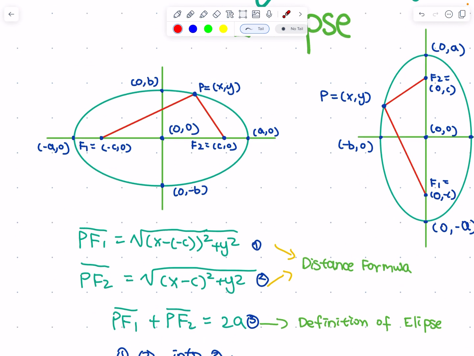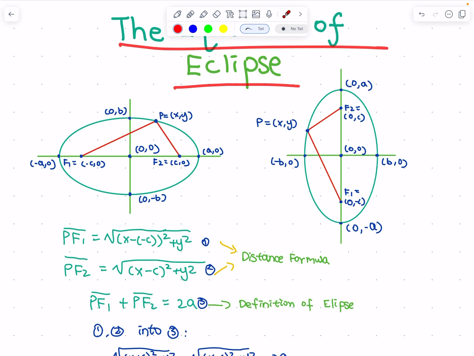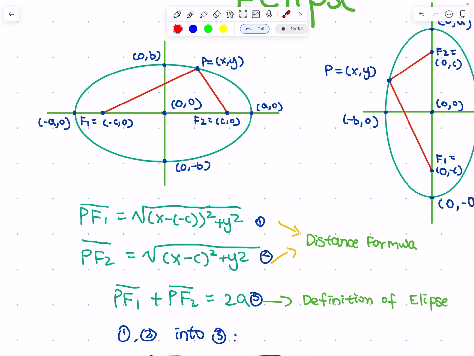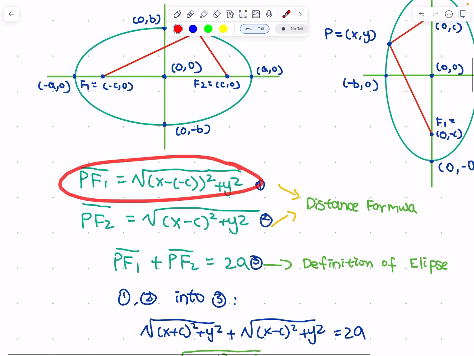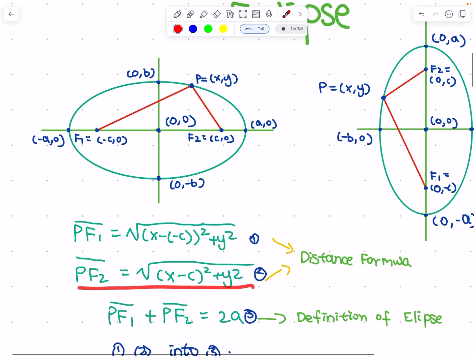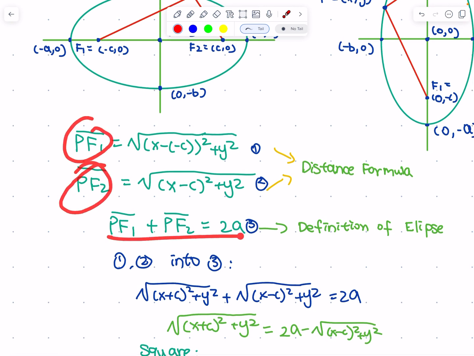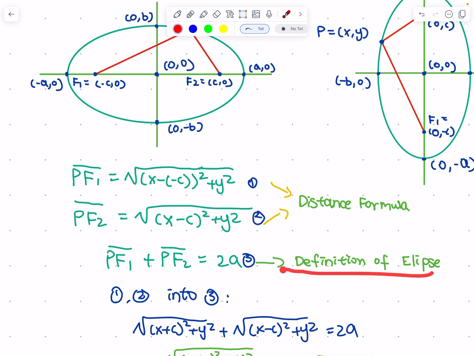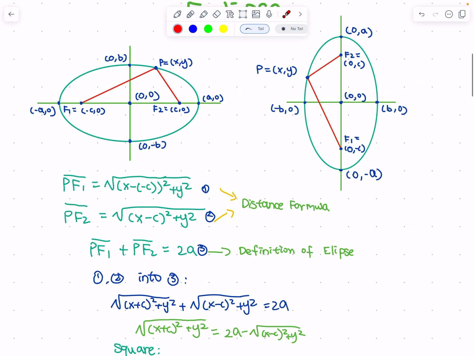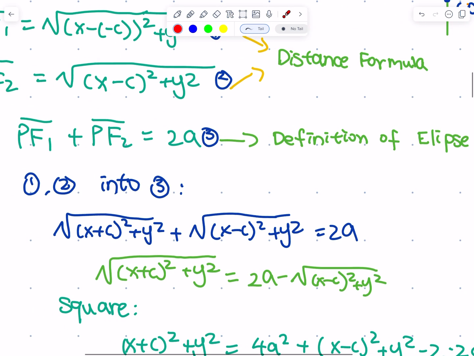So first of all, we want to prove the equation of the ellipse today. As I have said, we can start with PF1, or this line. Using the distance formula, that's x minus this and then y minus this. And PF2 using the distance formula is x minus c and y minus 0. PF1 and PF2 added together is equal to 2a, based on the definition of an ellipse. So plug in 1 and 2 into 3, and this is what we will get.